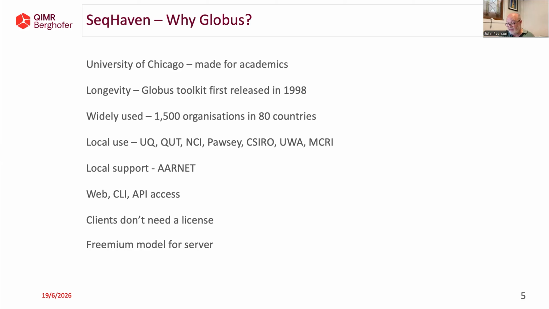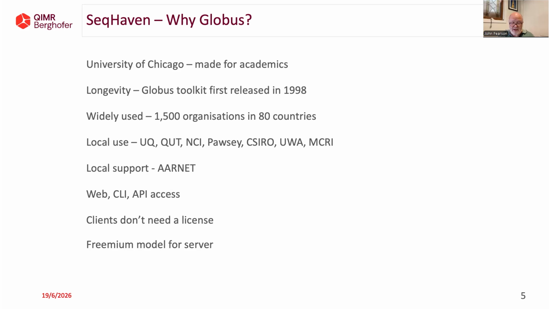Longevity: I've been a part of and adopted so many dead projects across the 40 years I've been doing this cancer research. The fact that this has been around for coming on 30 years, huge plus. Lots of use already, 1,500 organizations. Lots of local use by friends and family effectively, which I hadn't even really realized. So the two big universities in my hometown here, University of Queensland and Queensland University of Technology, they're both Globus users. NCI and Pawsey are the two big federally funded research supercomputers in Australia, both Globus users.